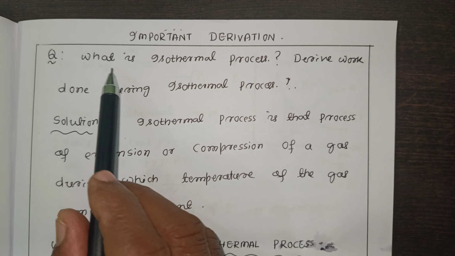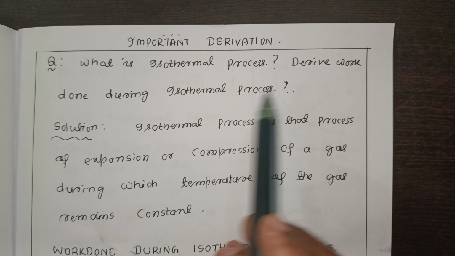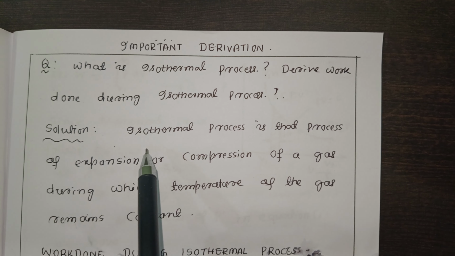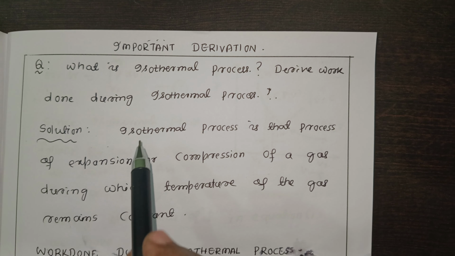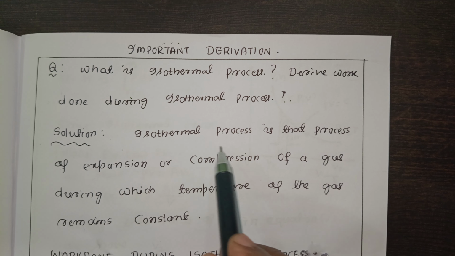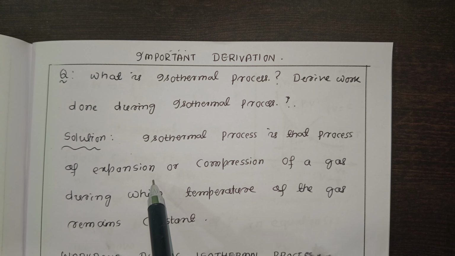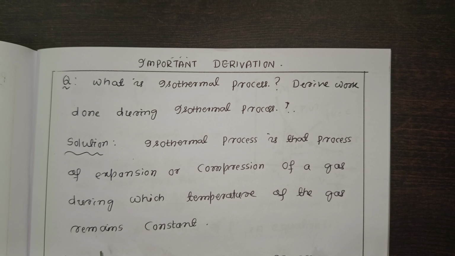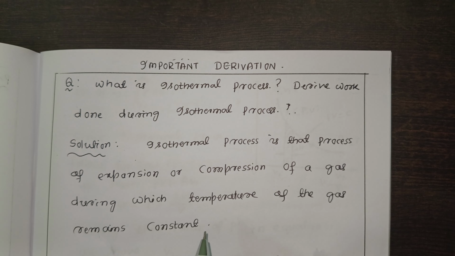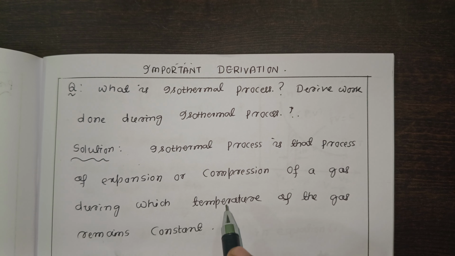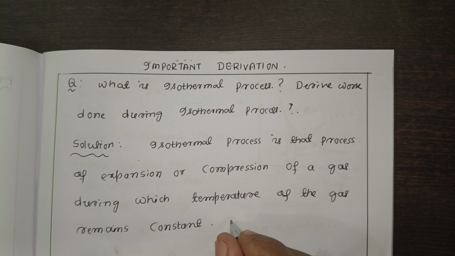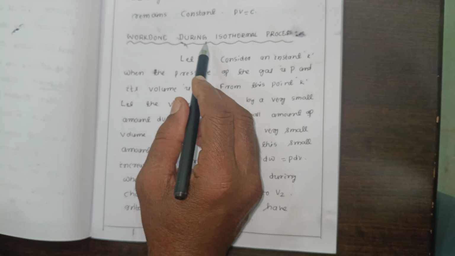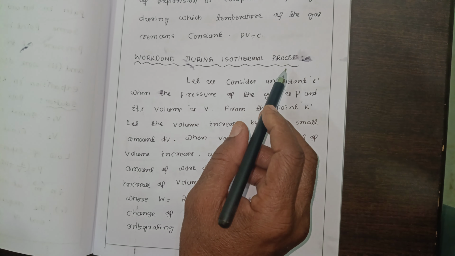First derivation is what is isothermal process, derive work done during isothermal process. You know that isothermal means temperature remaining constant. It is also known as that process of expansion or compression of a gas during which temperature of the gas remains constant. This isothermal process follows the law PV is equal to constant. Then what is the work done during isothermal process?